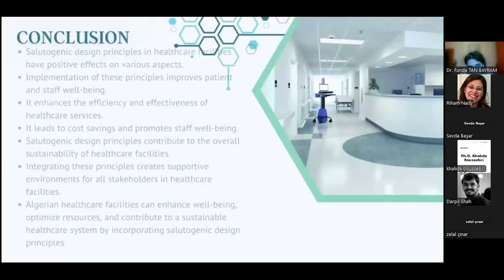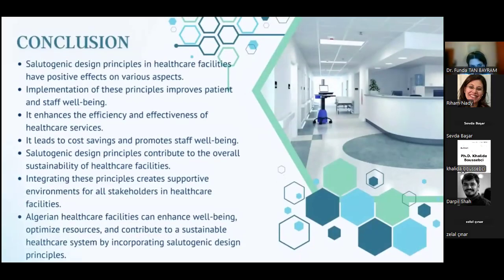The results demonstrated that implementing these principles positively influences various aspects, including patient and staff well-being, efficiency and effectiveness of healthcare facilities, overall costs, and facility sustainability. Incorporating elements such as access to natural light, positive atmospheres, and flexibility can lead to improved patient outcomes, staff satisfaction, and operational efficiency. These findings highlight the significance of integrating salutogenic design principles to create a supportive environment that promotes well-being for all stakeholders in healthcare facilities.